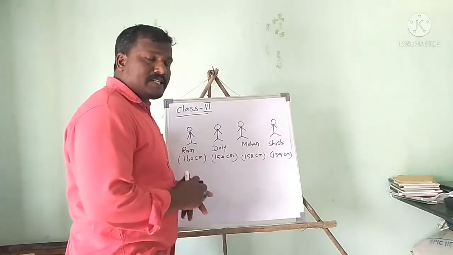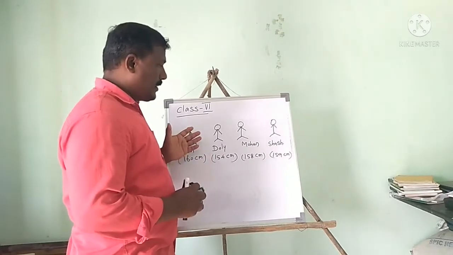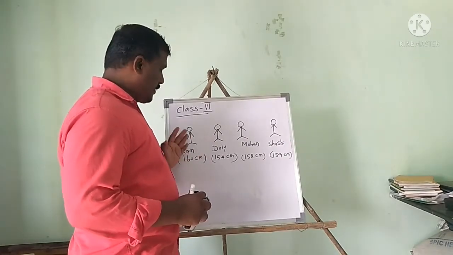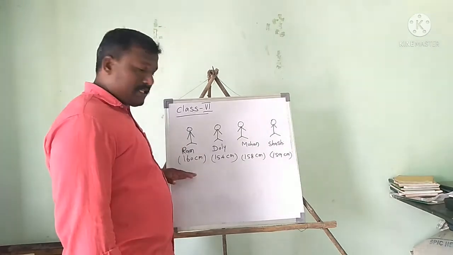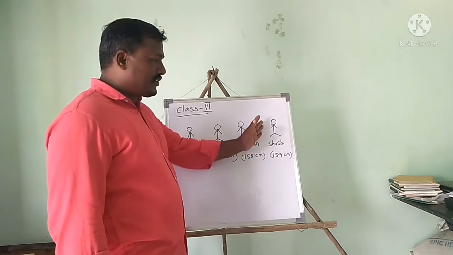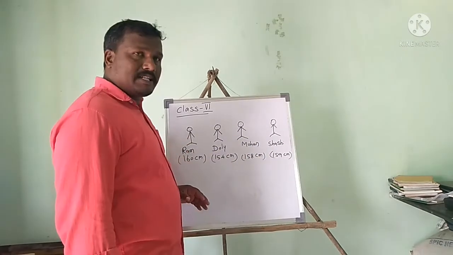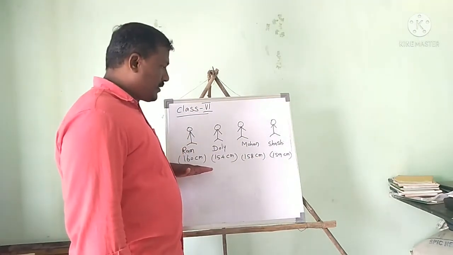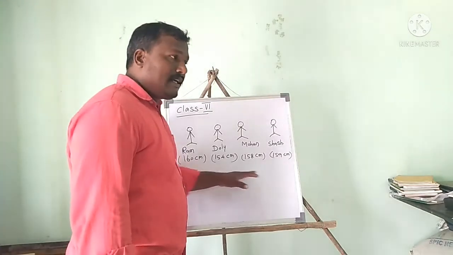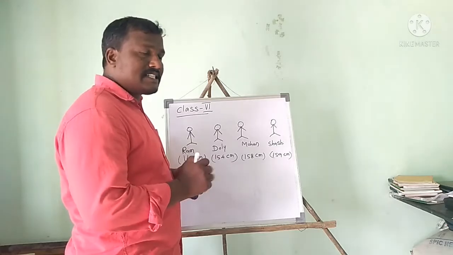Okay students, for the given example, I have drawn some pictures. Here Ram is 160 centimeters, Dolly 154 centimeters, Mohan 158 centimeters, Shashi 159 centimeters. So use this height to write in ascending and descending order, increasing and decreasing order.